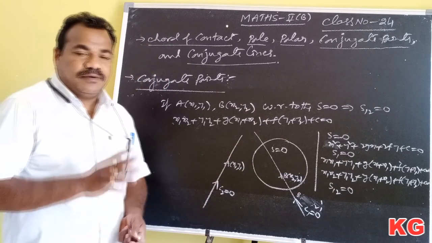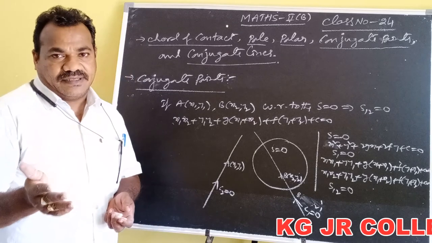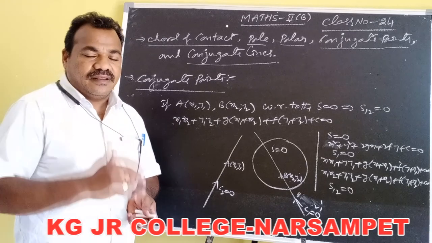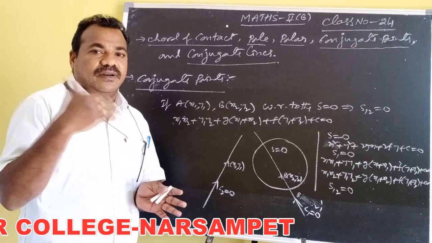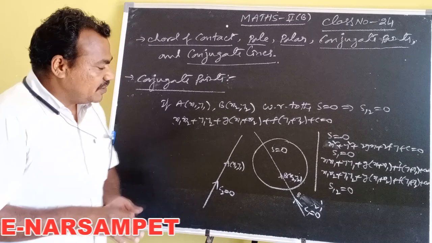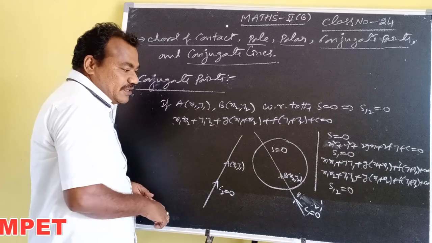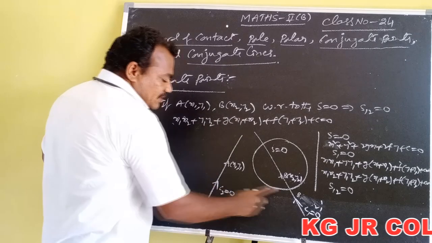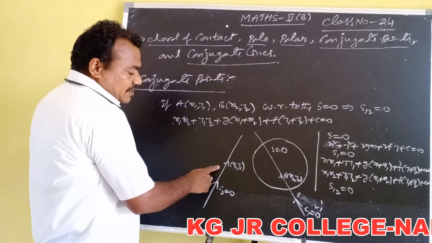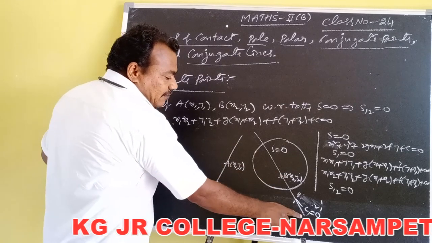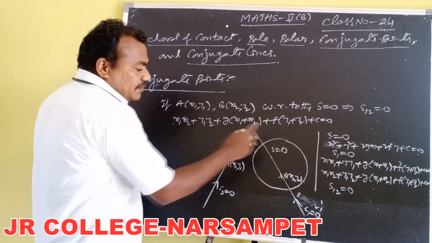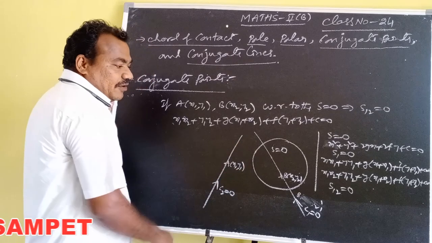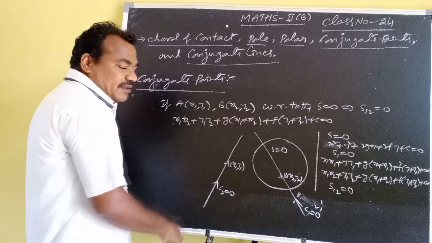Two points are said to be conjugate points with respect to the circle if the polar of the first point passes through the second point, or otherwise one of the points lies on the polar of the other point. When these conditions are satisfied, the two points are conjugate points. Here this is the rough diagram. L1 is the polar of the first point, and the point B lies on L1. L2 is the polar of the second point, and A lies on L2. So A and B are called the conjugate points, and these lines are called the conjugate lines.